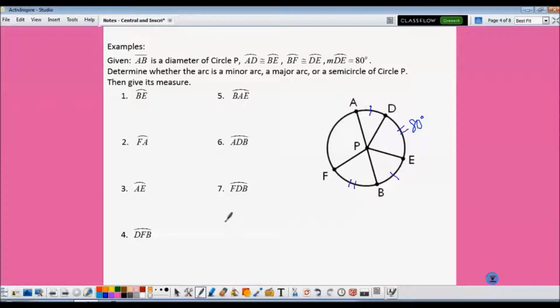So now we're going to find out all these. But first, I want to label the picture. So we know that AB is a diameter. So from A to B is 180 degrees. If this part's 80, then that leaves us with 100 degrees for AD and BE. Well, we know they're the same, so I'm going to divide by 2, and now I know that those are each 50 degrees.